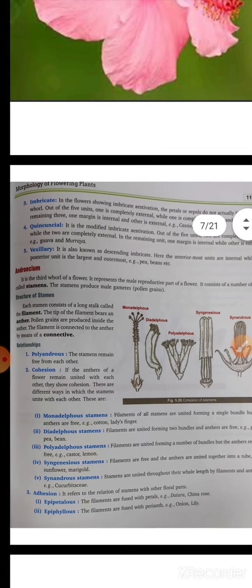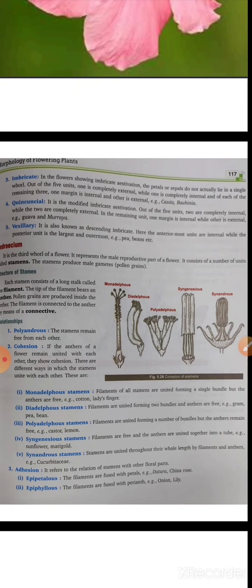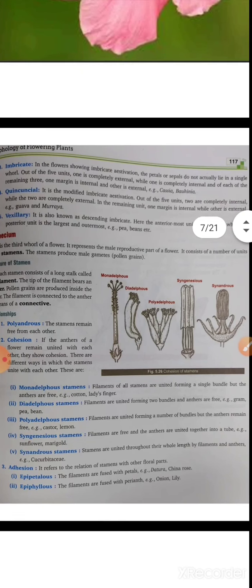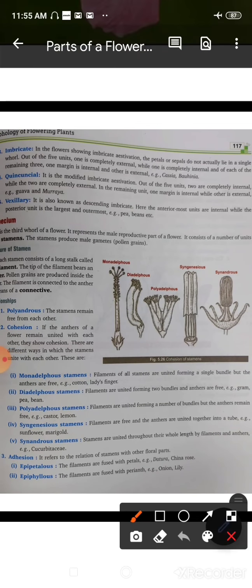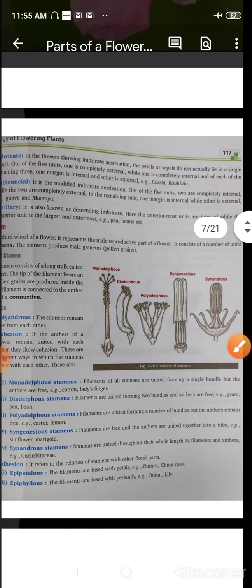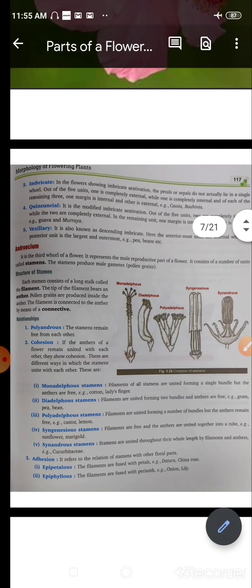We move to the next one, that is imbricate. The third aestivation is the imbricate aestivation, and in this the petals or the sepals do not actually lie in a single whorl. Out of the 5 units, one is completely external while one is completely internal, and of the remaining 3, one margin is internal and the other is external.